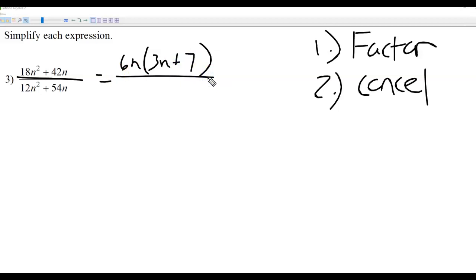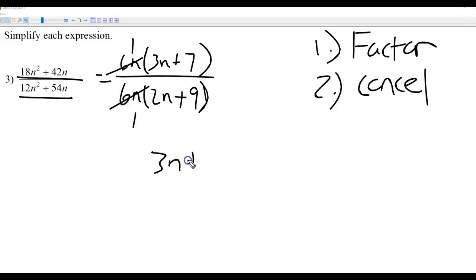Next, on the bottom, we're going to do the same thing. We're going to factor this. In this case, it's another GCF question. So what goes into 12 and 54? Well, I know 6 does as well, right? So we have another 6 and n. So 6 goes into 12 twice, and 6 goes into 54 9 times. And then 6n divided by 6n is just 1. So what we're left with in the end then is just 3n plus 7 over 2n.